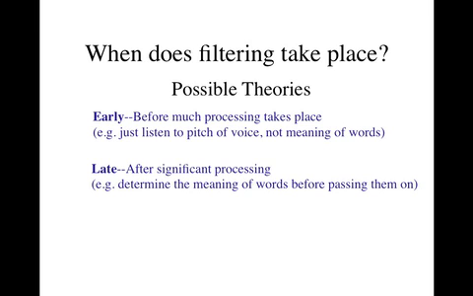In the early filtering model, you do not process the information beyond that, just enough to be able to decide which ones you're going to continue to process or not based on these low-level properties.